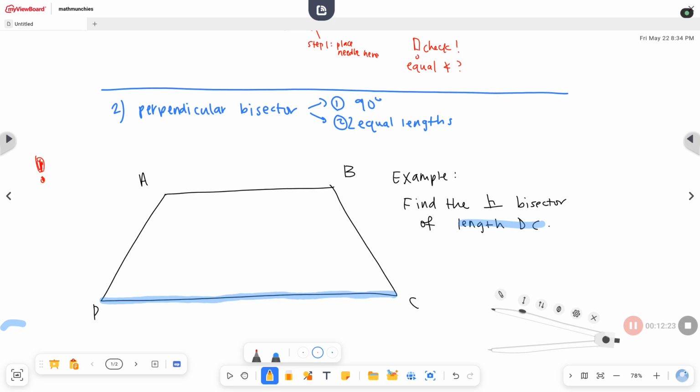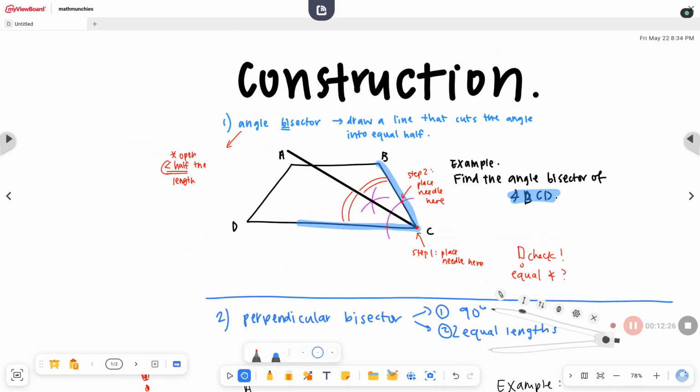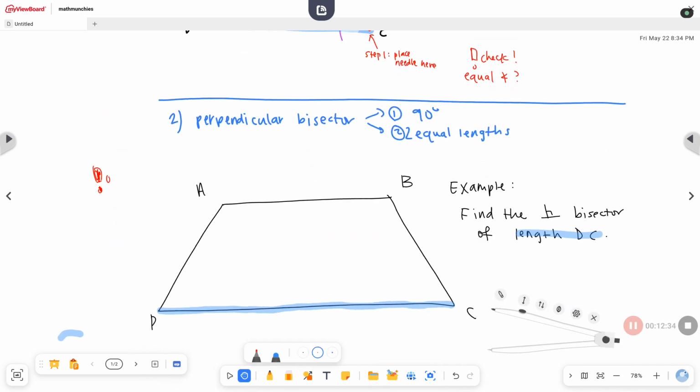So just now, guys, over here, this symbol means less than. Correct now, guys? Less than, right? Just now. So over here, when you open the compass, what? Less than or more than half? Very good, more than half.